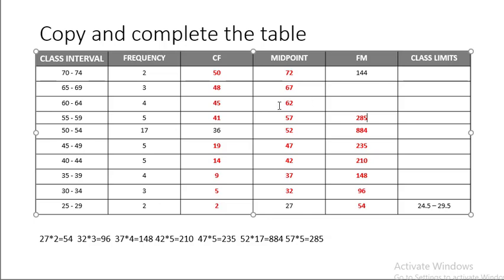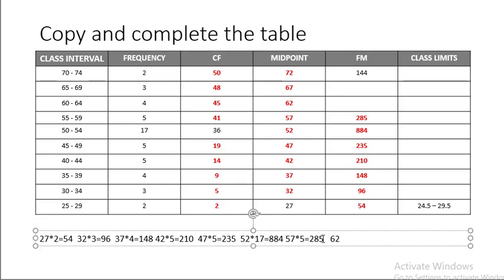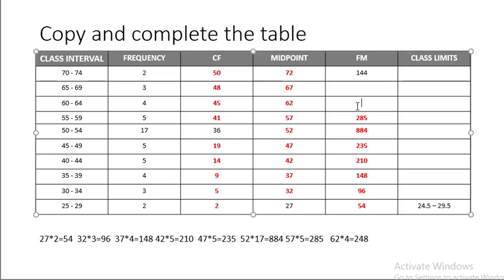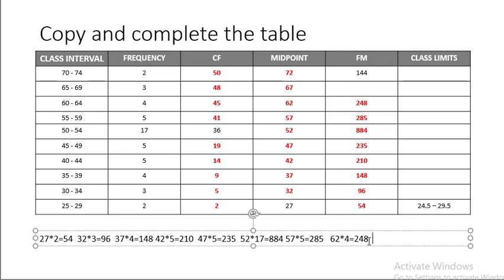So the next one, which is the second to the last, we have 62 times 4. 62 times 4 is equal to 248. So we have in here 248. And then the last one, which is 63 times 7. 63 times 7 is equal to 441. So we'll place it here.